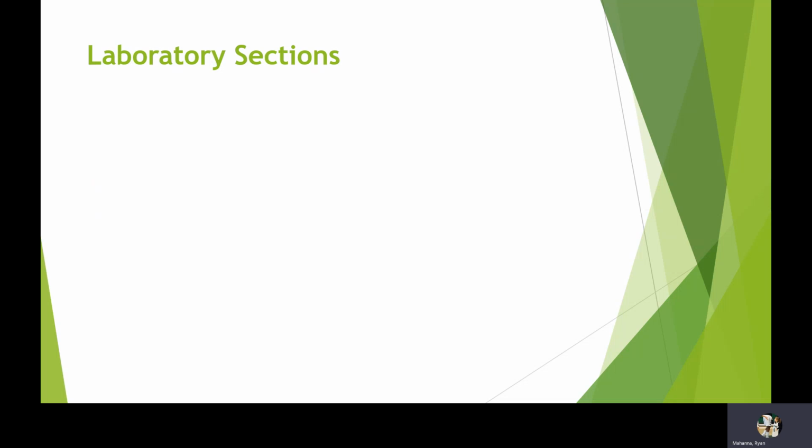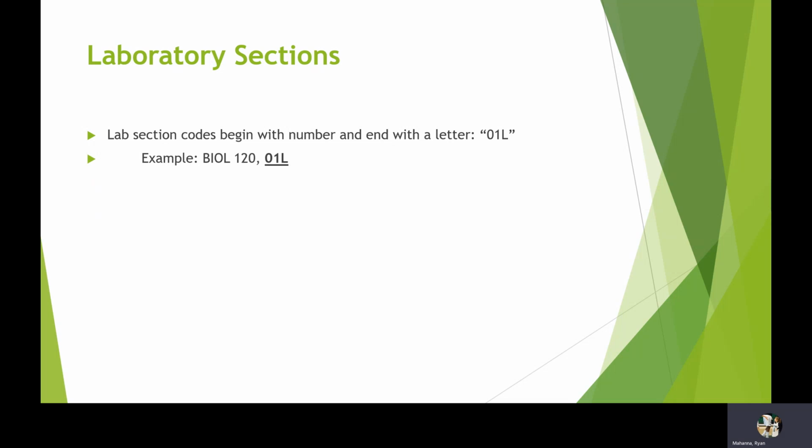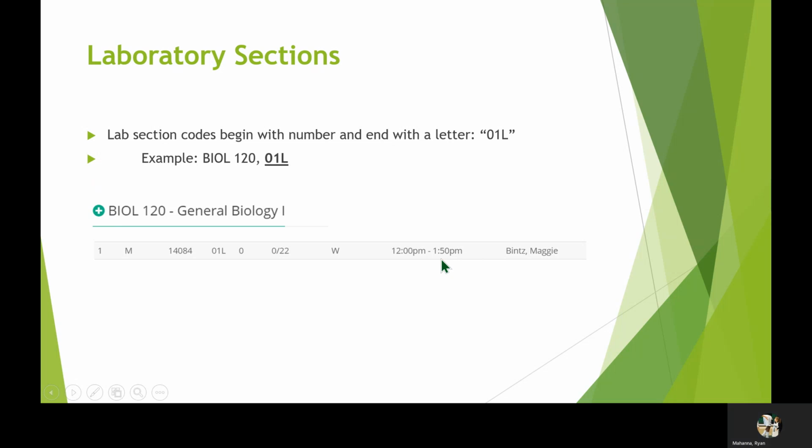The next section is labs. For some of you, you have a lot of labs, others maybe not, but it's a little more complicated to navigate, but we'll get there. So lab sections begin with a number and end with a letter. So that is unique. The example given here is O1L for lab. Bio 120 O1L is the one I pulled from Schedulizer. Okay, so now you can see that this has a meeting time. Wednesday, 12 to 1:50.